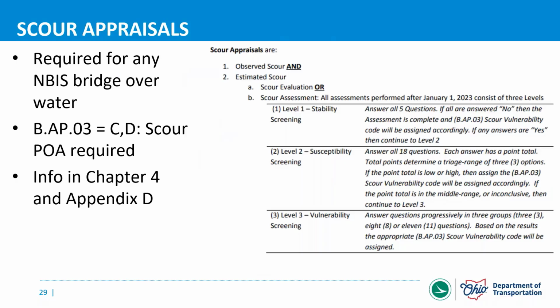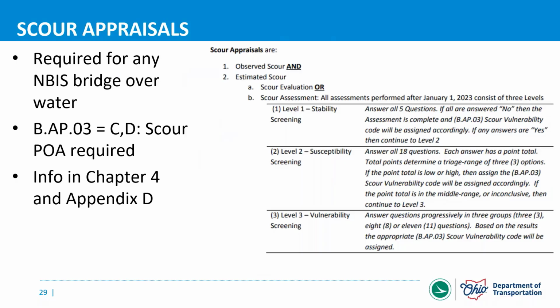We had a scour assessment checklist in our old manual. If you have done that and have that on file for a bridge before January 1st, 2023, that's acceptable as your scour assessment to be uploaded to AssetWise. But in the vast majority of cases, we don't have that. And if you don't have a scour evaluation, that's when we want you to do the level 1, 2, and 3 that we created on the scour appraisal form in AssetWise.